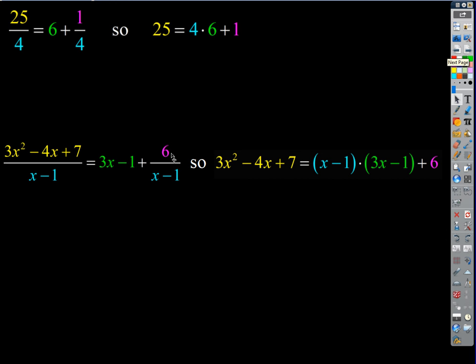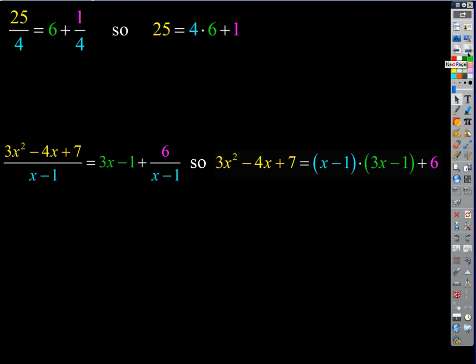So if we multiply each side through by x minus 1, I'm just going to end up with x minus 1 times 3x minus 1, plus the remainder, right? So in other words, 3x squared minus 4x plus 7 is equal to x minus 1 times 3x minus 1, almost. I've got to add this 6 at the end, though, for my remainder, okay? Now, we can take big advantage of that.